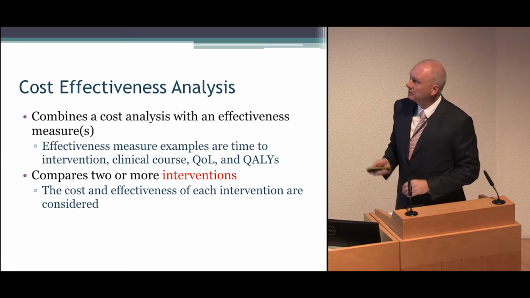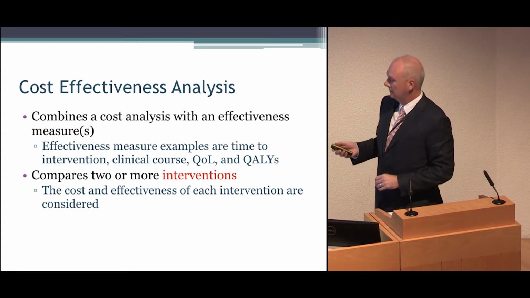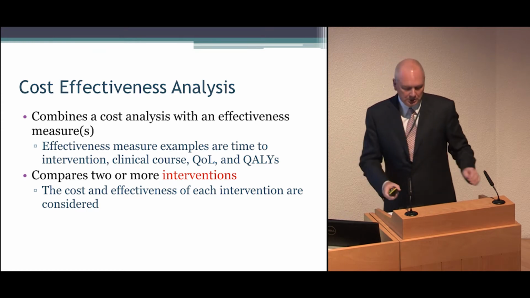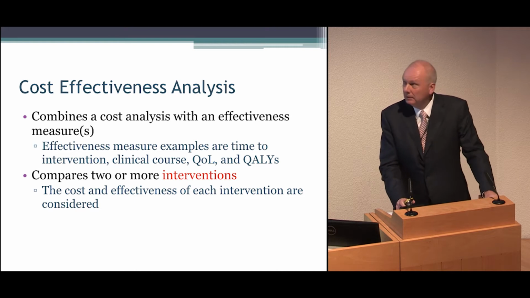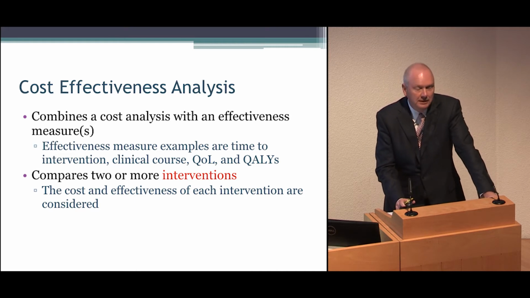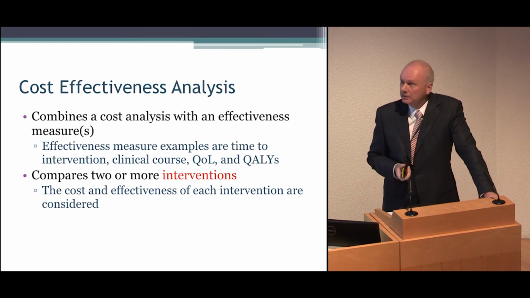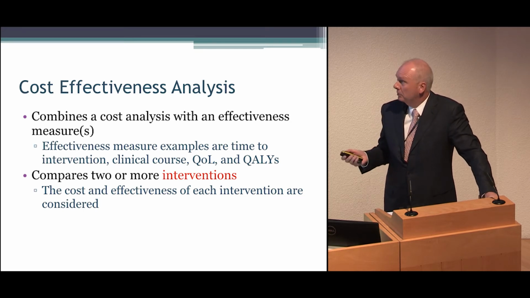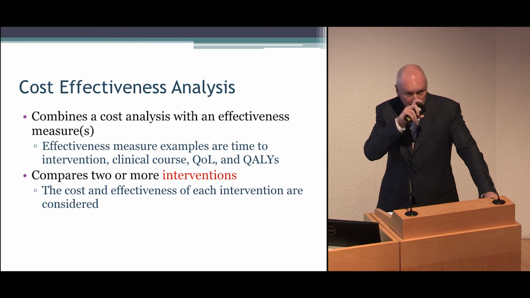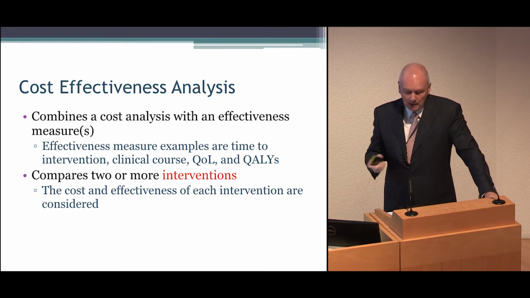The term cost effectiveness analysis unfortunately gets used as a generic term for any type of economic analysis, but it really has a specific meaning. It combines a cost analysis with an effectiveness measure. And effectiveness measures are, of course, things like time to intervention, clinical course, quality of life, quality adjusted life years, among others. By definition, a cost effectiveness analysis is comparing two or more interventions.